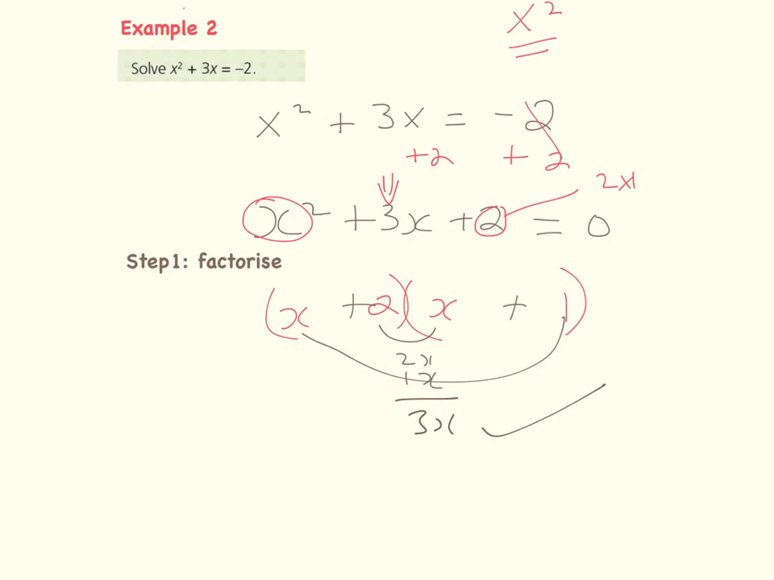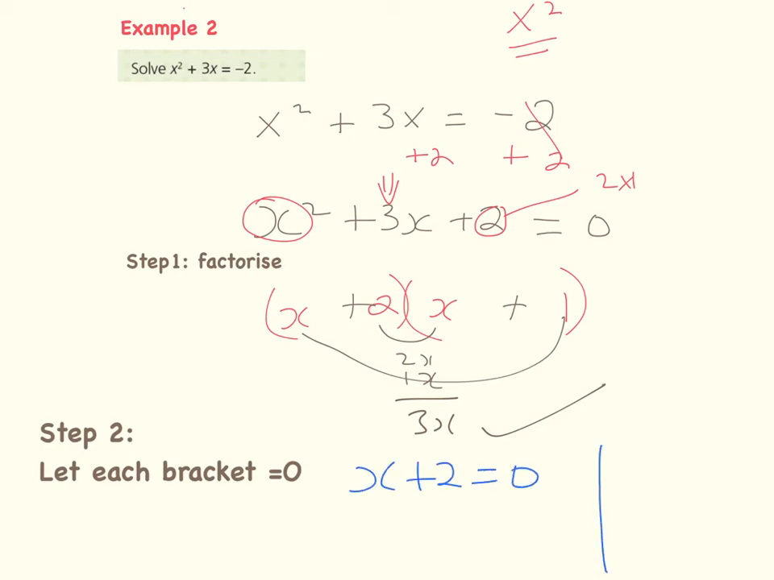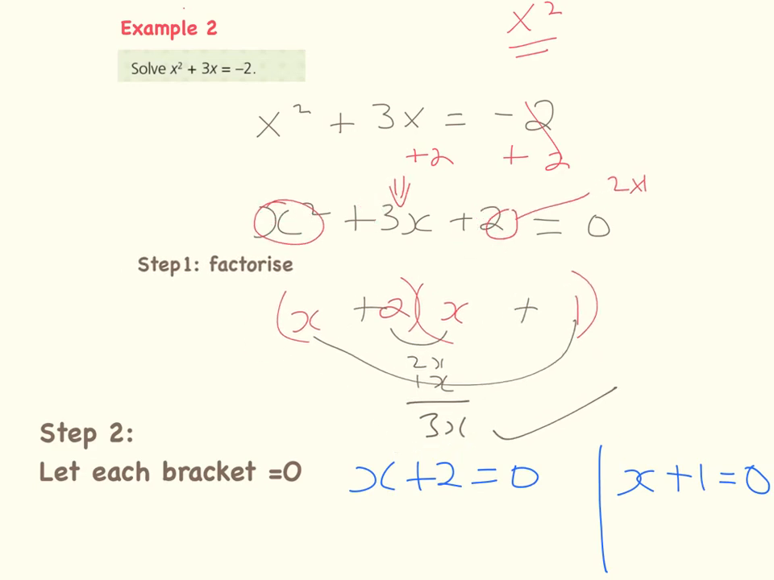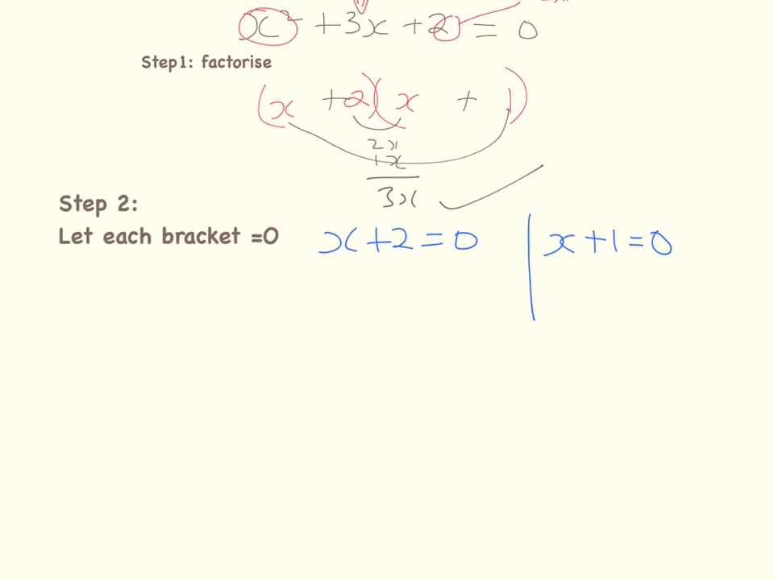So the second step then is to let each bracket equal 0. So my first bracket is x plus 2 equals 0. I'm going to draw the line then. And the second bracket is x plus 1 equals 0. And we just solve these.